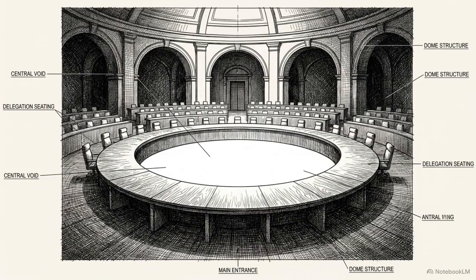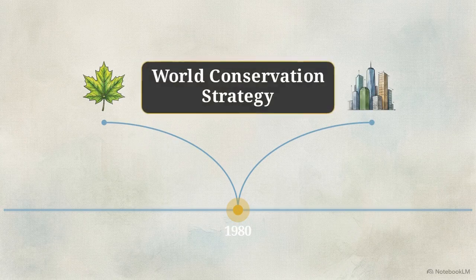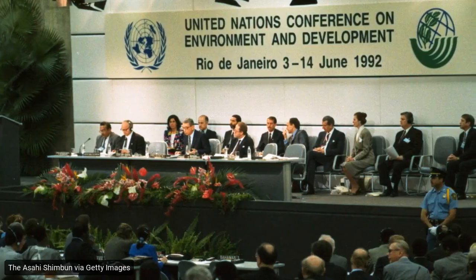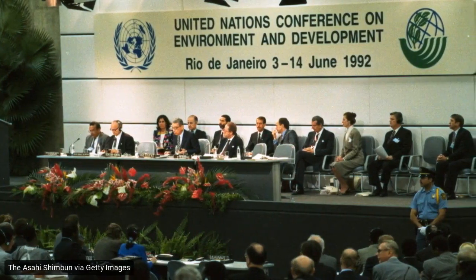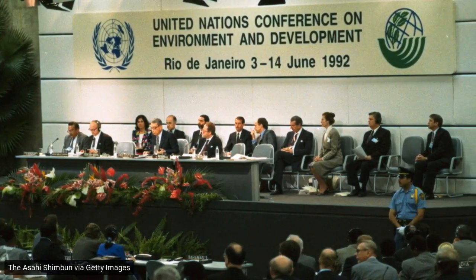Finding that balance on a global scale required international treaties. The push started in 1980 with the World Conservation Strategy, an early attempt to integrate basic ecological life support systems with human development. By 1987, the UN's Brundtland Commission crystallized this effort. They defined sustainable development as development that meets the needs of the present without compromising the ability of future generations to meet their own needs. 5 years later, that concept became actionable policy at the 1992 Earth Summit in Rio de Janeiro, bringing together global consensus on a massive scale.